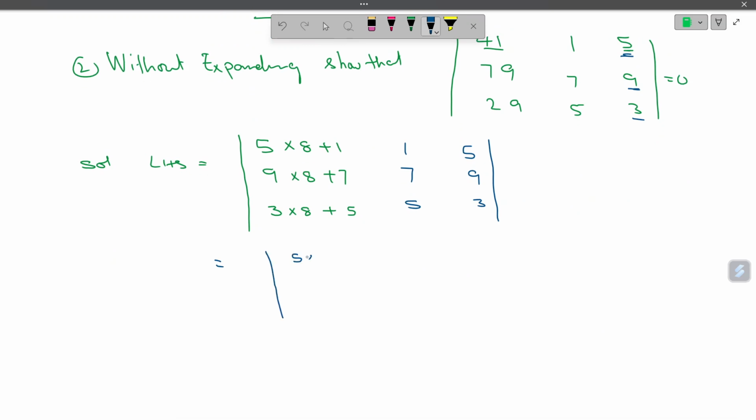Now what we are doing? You see 5 times 8, 9 times 8. This I am considering as one term. Sorry, one term, not row.